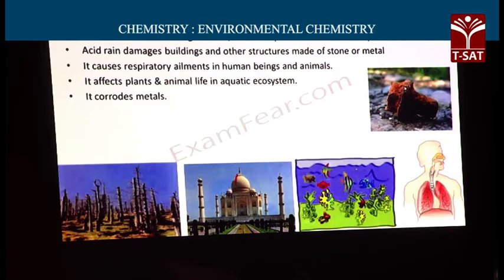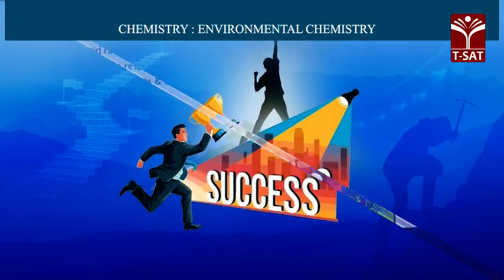And respiratory ailments in human beings and animals occur because of acid rains. The aquatic animals and plants will die and they disturb the ecosystem. Acid rain mainly corrodes the water pipelines and the metals. So these are the effects of acid rain.